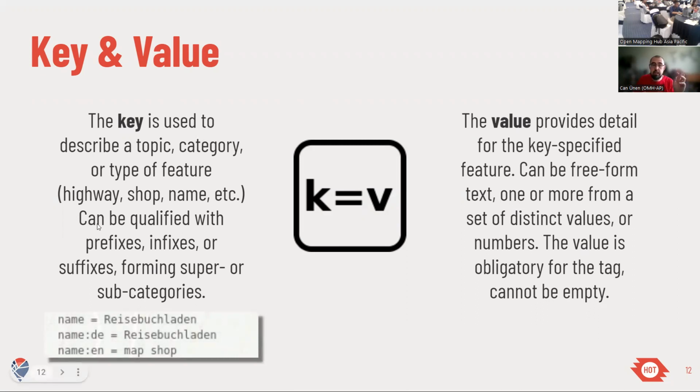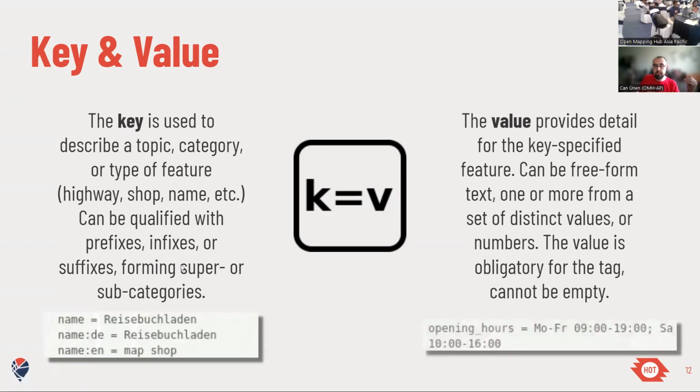So the key can be qualified with prefixes, infixes, suffixes that can form super or subcategories, like name equals Reisebuchladen, and name in German is Reisebuchladen, and name in English can be map shop. So as you can see, I can form subcategories for the name tag. This is the general name, but if there's a specific name in different languages, you can also add these language tags as well.